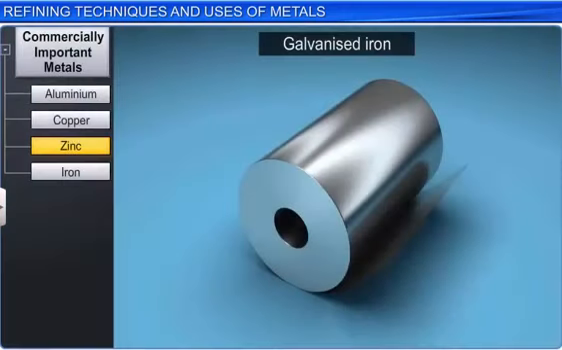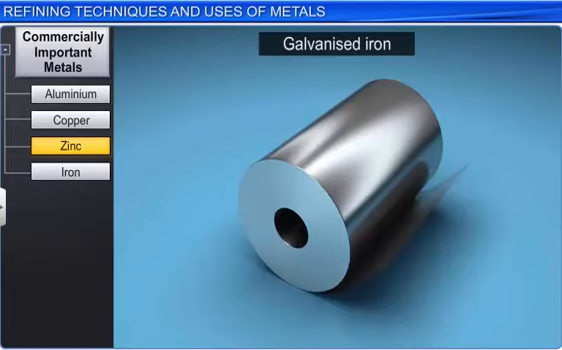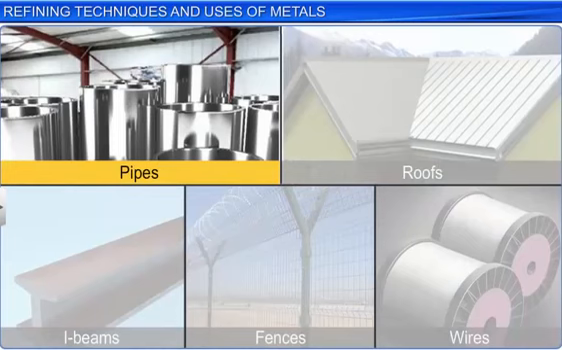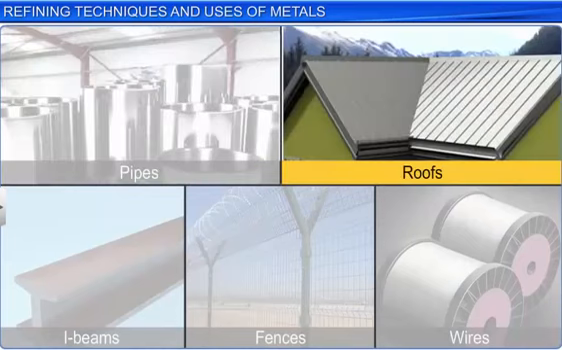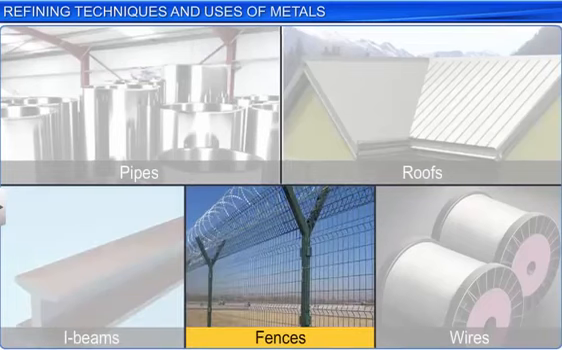Zinc is used for galvanizing iron. Galvanized iron does not corrode and is used to make pipes, roofs, I-beams, fences, and wires.